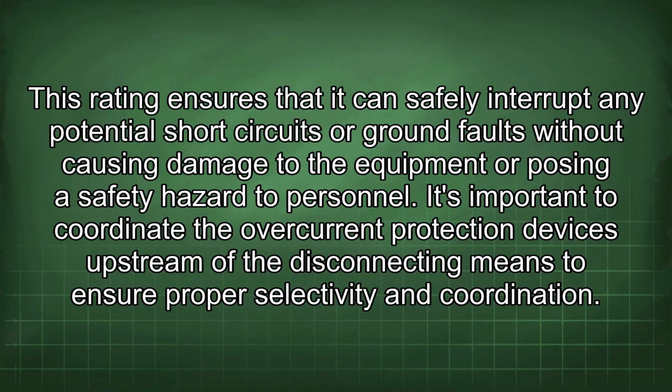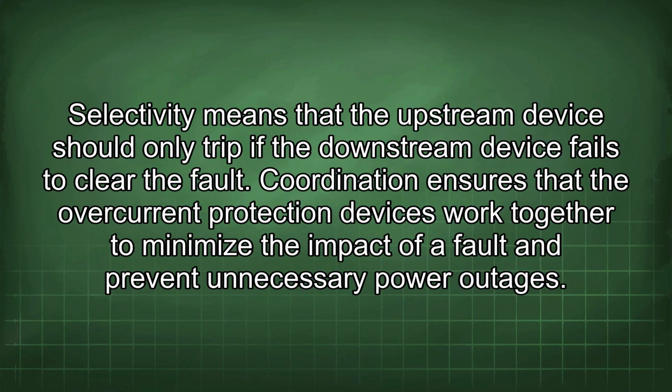It's important to coordinate the overcurrent protection devices upstream of the disconnecting means to ensure proper selectivity and coordination. Selectivity means that the upstream device should only trip if the downstream device fails to clear the fault. Coordination ensures that the overcurrent protection devices work together to minimize the impact of a fault and prevent unnecessary power outages.